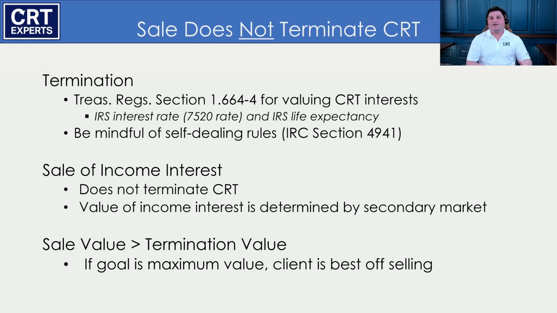But if the goal for the client is the most money personally in their own pocket, they're going to sell the income interest. They're going to get a lot more from selling it than they would from terminating the CRT. When we terminate a CRT, the valuation of both interests, what charity gets and what the client gets, is bound by what's called the 7520 value of those interests. So we have to use estate planning software. We plug in the ages, payout rate of the trust, and value of the trust, and that's going to tell us what those interests are worth.